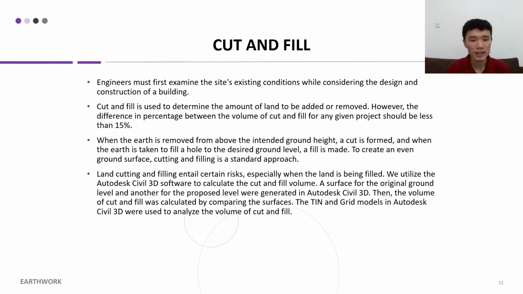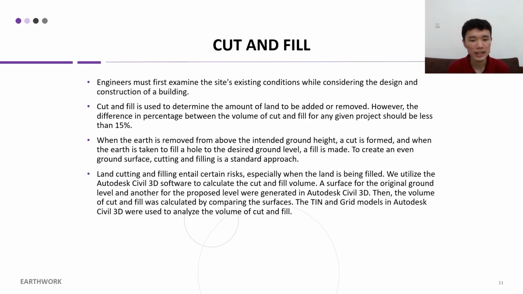A cut is created when the soil is removed from the intended ground level, and filling occurs when soil is borrowed to fill a hole to the desired ground level. To create a flat ground, cutting and filling is a standard method. Land cutting and filling entails certain risks, especially when land is landfill.